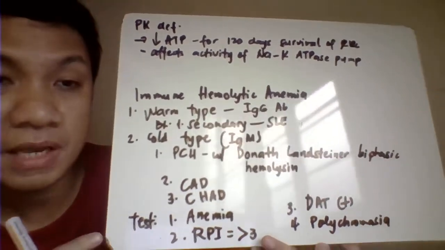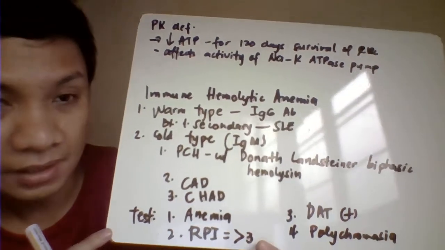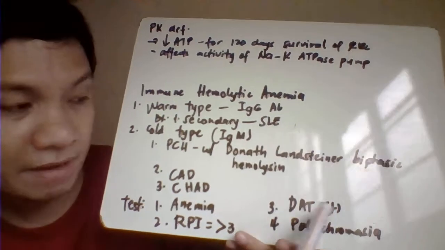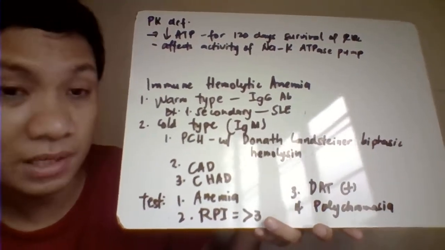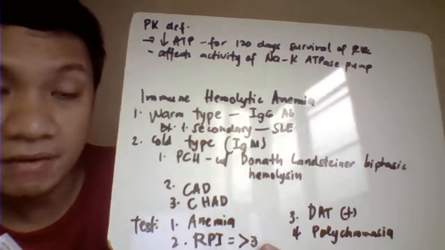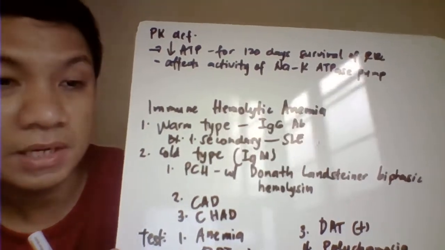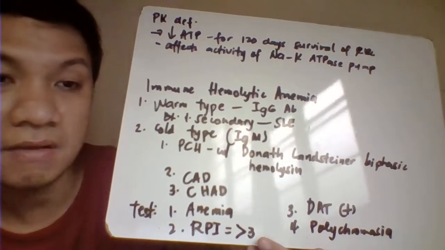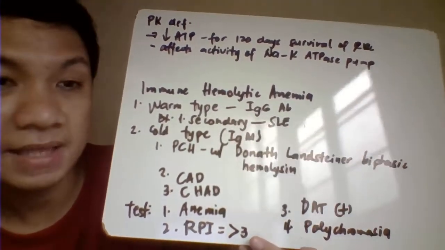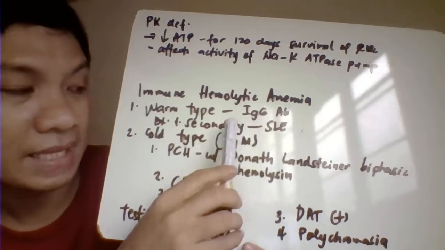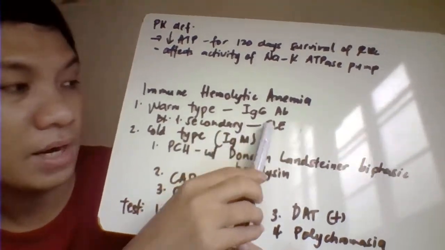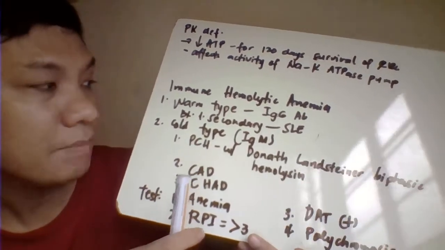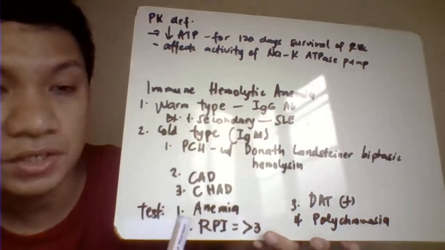Okay, now we go to your immune hemolytic anemia. You will know it is immune hemolytic anemia because it will always give a positive result for your direct anti-globulin test, or your Coombs test. We have different types of immune hemolytic anemia. You could have the warm type, and you could also have the cold type. Warm type is identified by your IgG antibody, and it may be related to SLE, systemic lupus erythematosus.